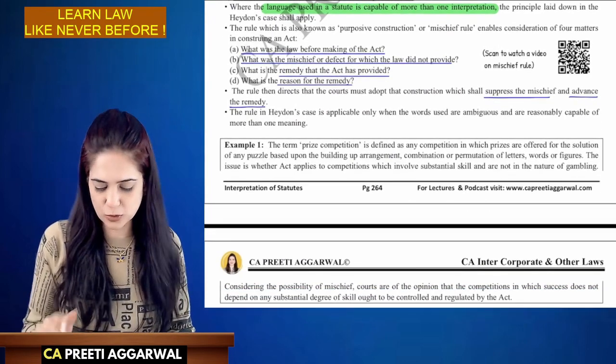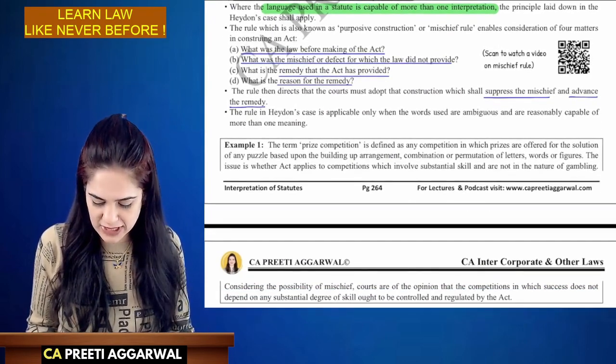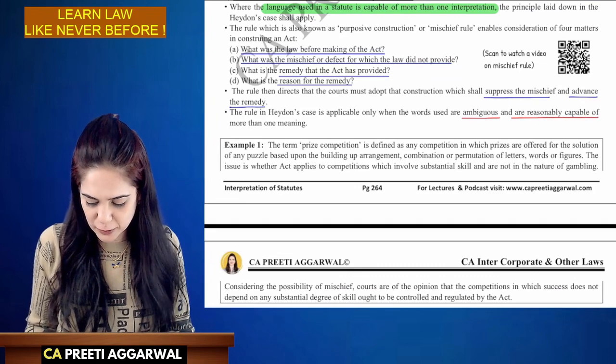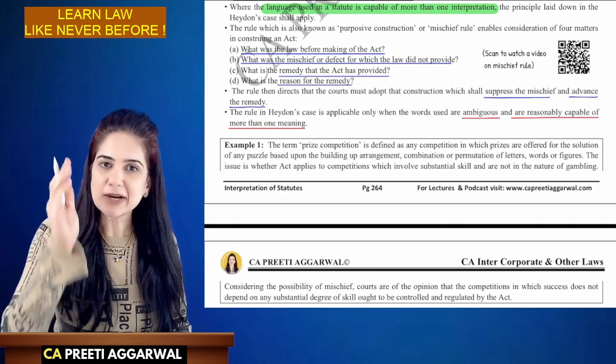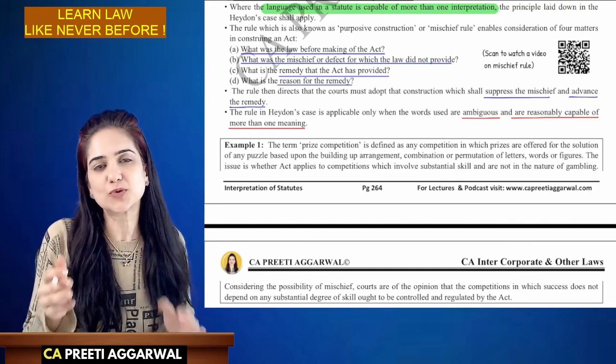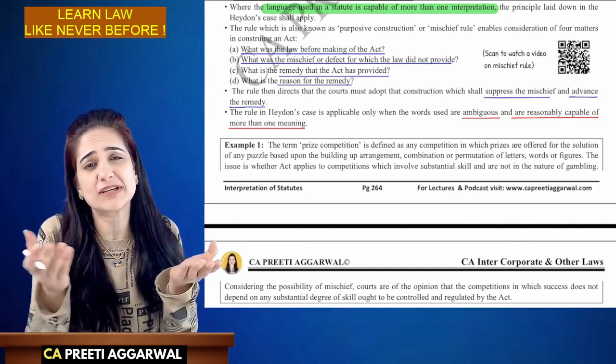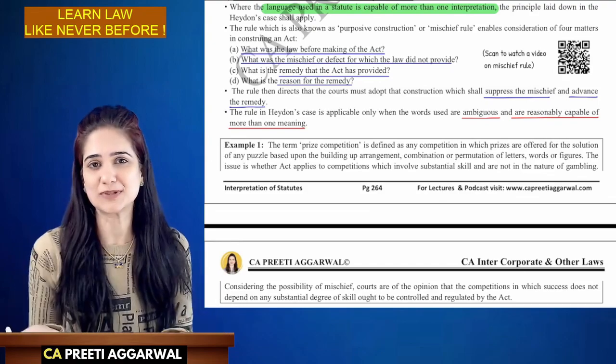But this rule will obviously be used when there is ambiguity and the provisions are capable of more than one meaning. In fact, the entire interpretation of statutes is used only when there is ambiguity. When the words are very clear, then we don't need these rules.